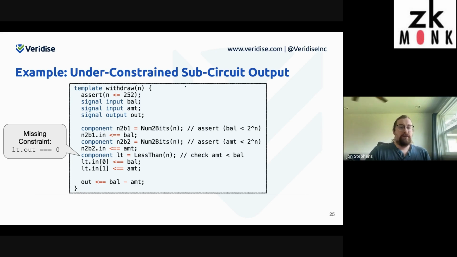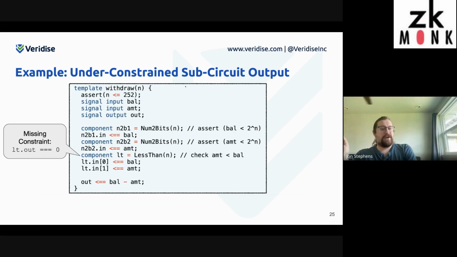However, in this case, they're missing a constraint where they should actually be checking that the output of less than is 0, because they're just trying to make sure that balance is greater than or equal to the amount. And so they're using less than as greater than or equal to here. And as a result, they need to constrain the output of less than to be 0. And because that's missing, they're not actually enforcing this relationship between input variables. As a result, someone could theoretically withdraw more funds than they have in their balance.